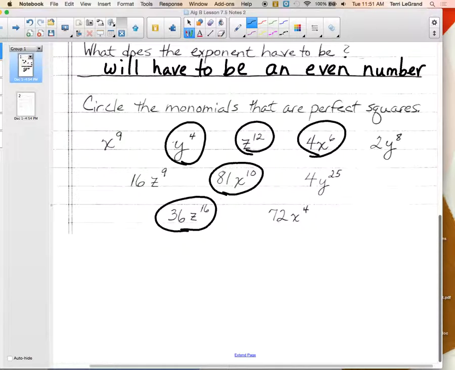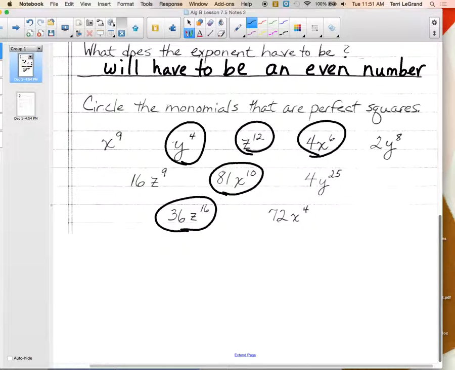How about 4x to the 6th? Is 4 a perfect square? Yes. Is x to the 6th a perfect square? Yes. So what would be the square root of 4x to the 6th? 2x to the 3rd. Yeah, the square root of 4 is 2. The square root of x to the 6th is x to the 3rd. So 2x to the 3rd would be the square root of 4x to the 6th.